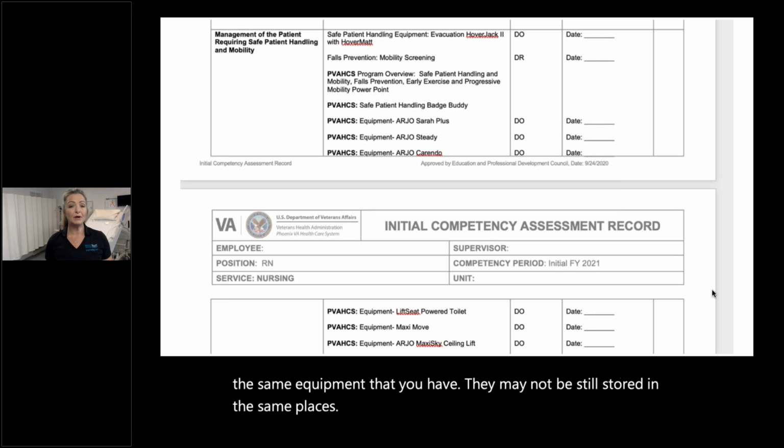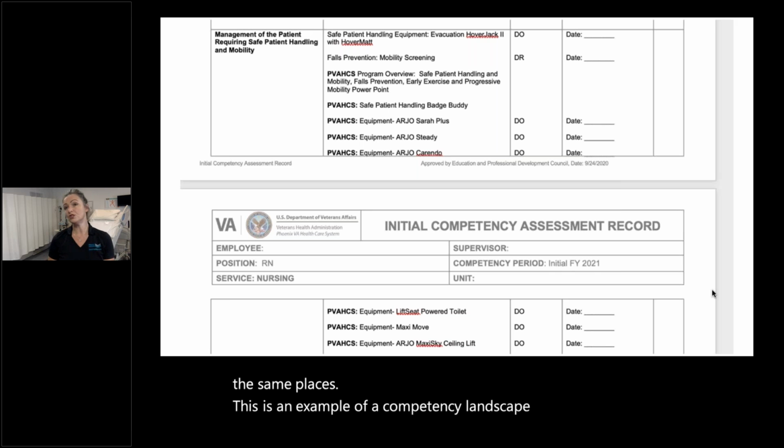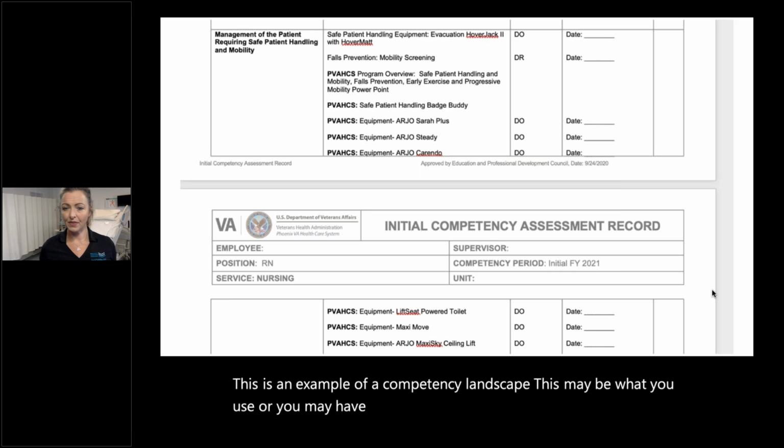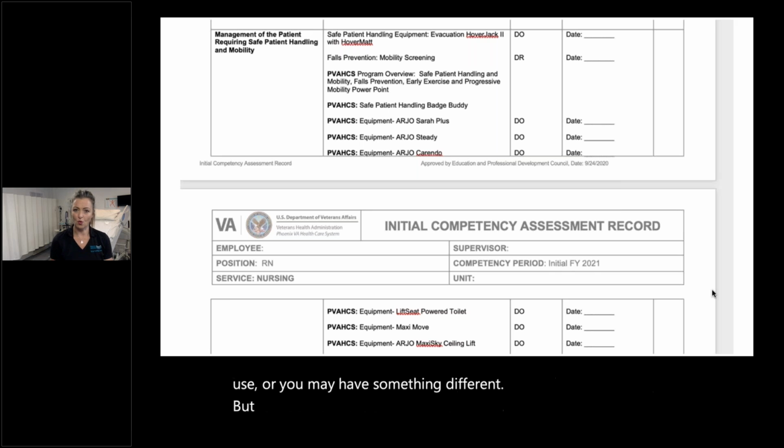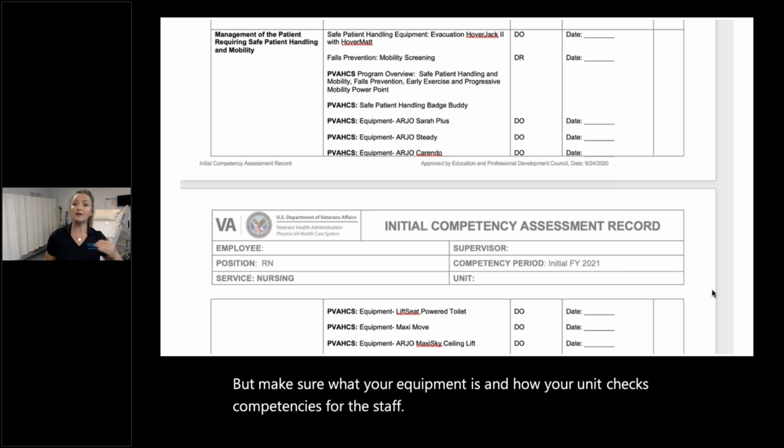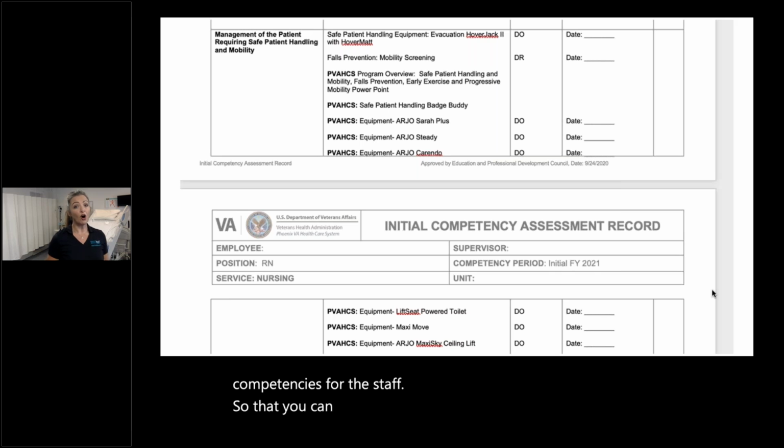This is an example of a competency landscape. This may be what you use, or you may have something different. But make sure you know what your equipment is and how your unit checks competencies for the staff, so that you can fulfill this part of your role as a unit peer leader.